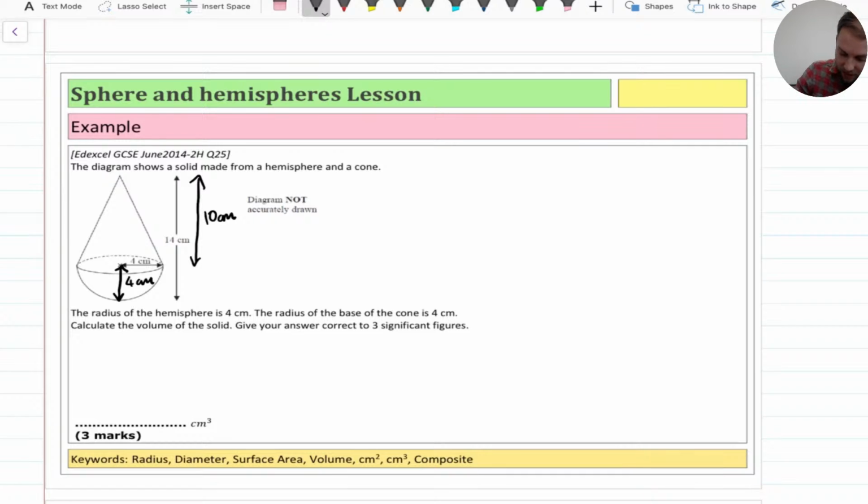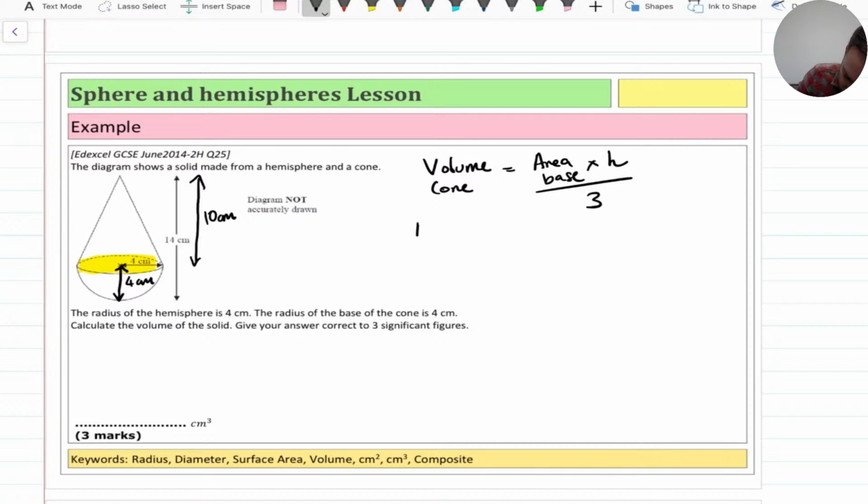Because we know that the volume of a cone is equal to the area of the base times by the height, all divided by 3. And the base in this case, because it's a cone, is a circle. And the hemisphere we've just been doing, so we find out the volume of a sphere and divide by 2. So let's do this one first. Let's find out the area of this circle, which is this part here.